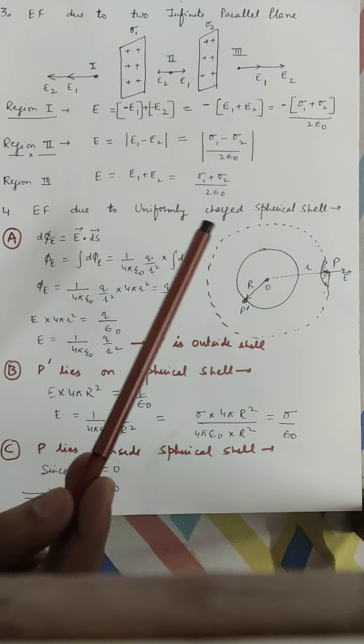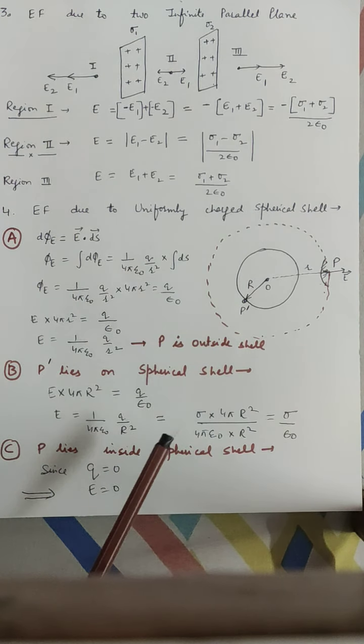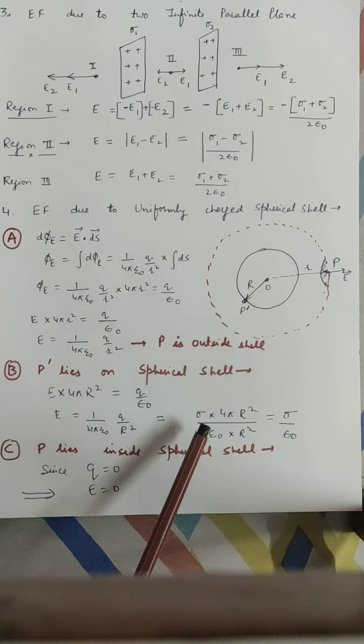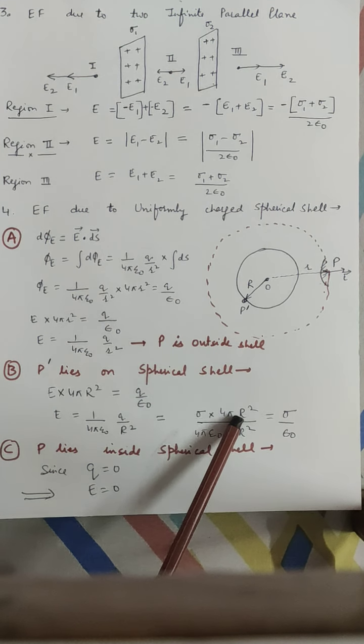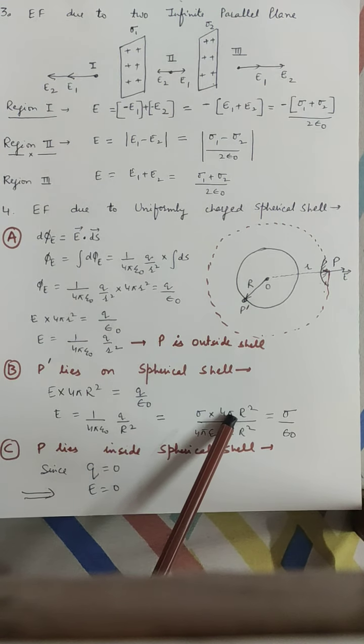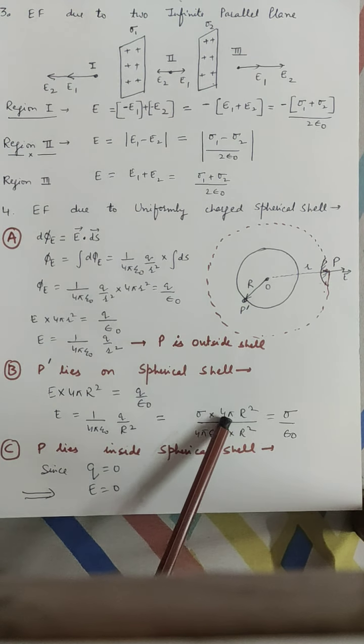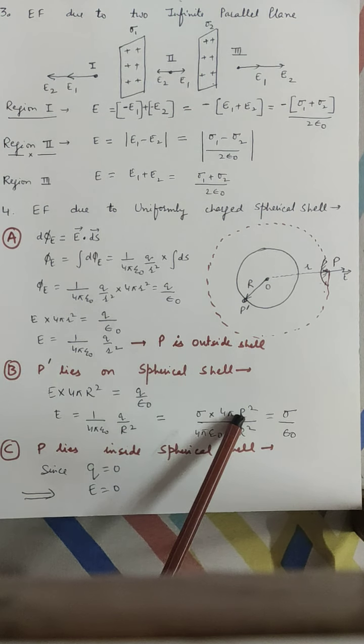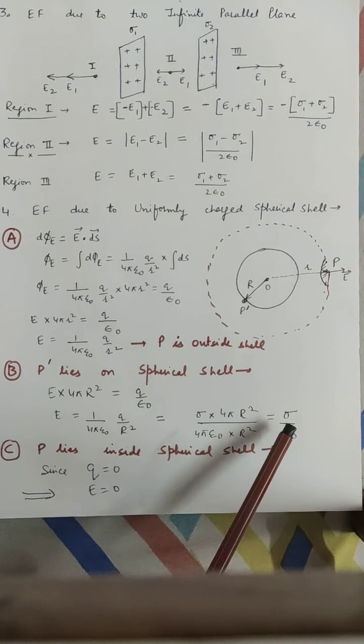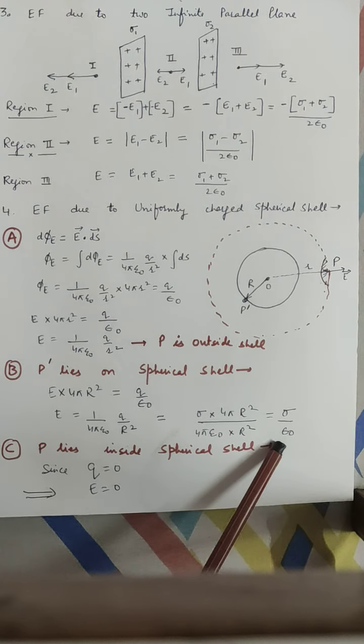So if I consider the surface charge density to be sigma, then this charge will be replaced by sigma into A. Now A, as I have told you, is 4 pi R square. So I substitute sigma into 4 pi R square. So 4 pi cancels with 4 pi, R square cancels with R square. So it is sigma upon epsilon naught.